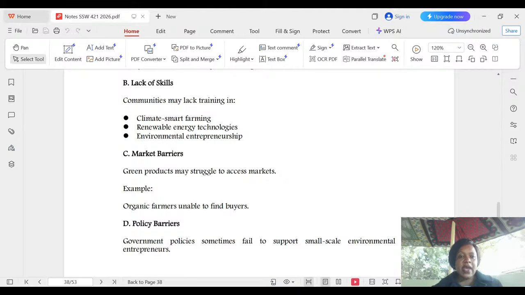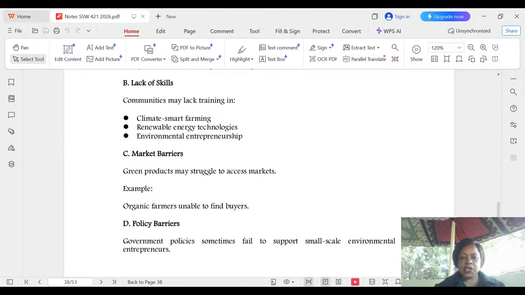Environmental entrepreneurship. It's a business, running the environment as a business, working with the environment as a business. So the community will need training in this particular aspect.